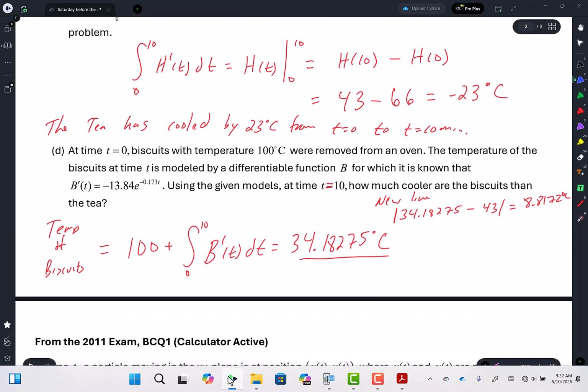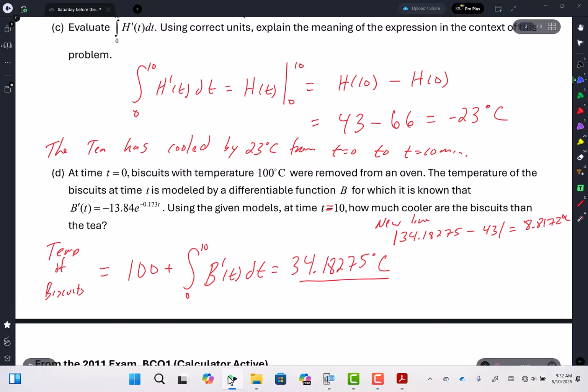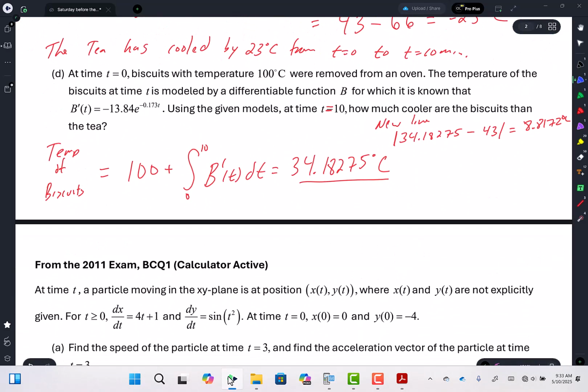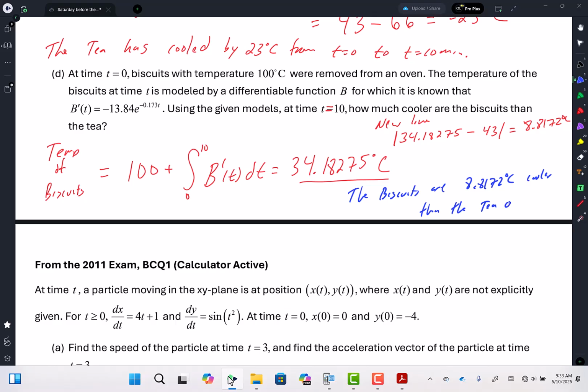So just write a quick statement. It doesn't have to be fancy. The tea, what's cooler? No, this guy's cooler, the biscuits. The biscuits are 8.8172 degrees Celsius cooler than the tea at t equals 10 minutes. And there it is, full credit.